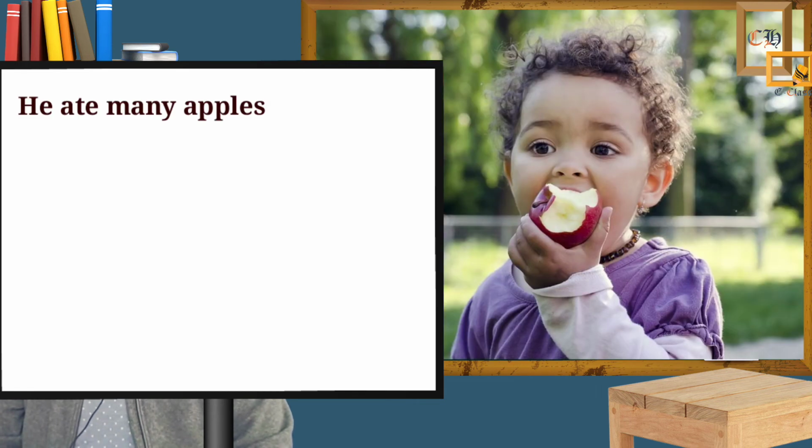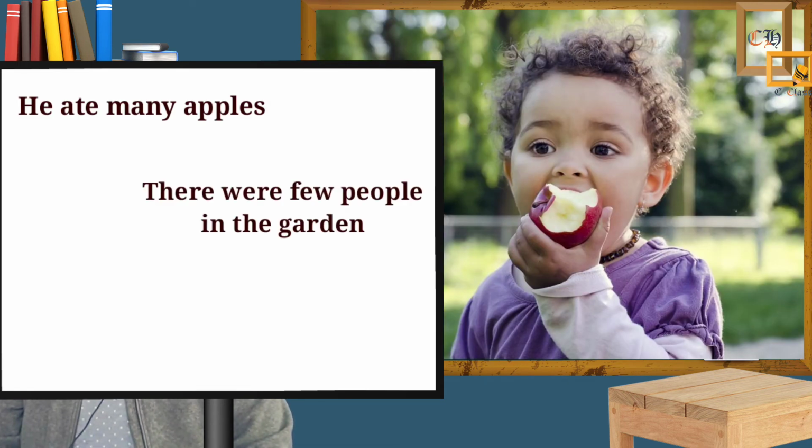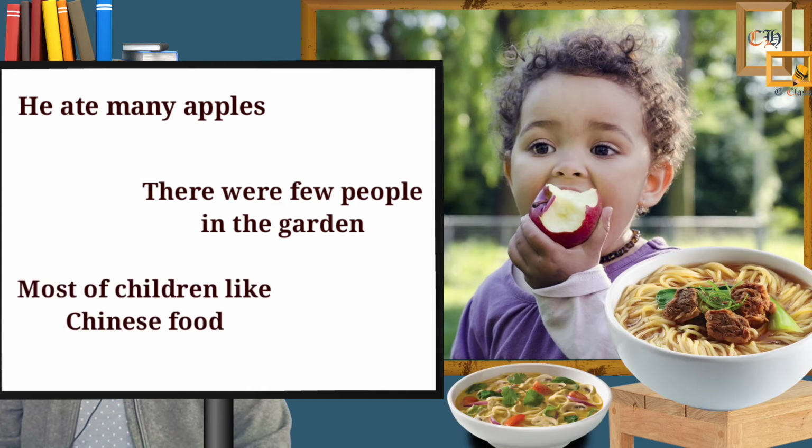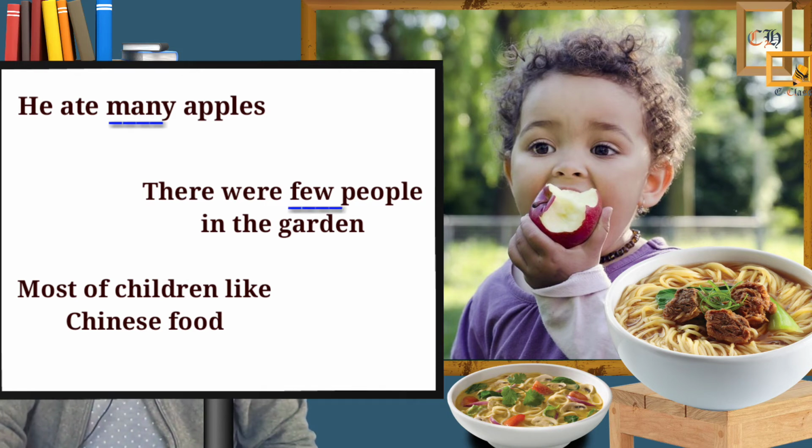He ate many apples. There were few people in the garden. Most children like Chinese food. For example, in sentence 1, the word many is telling us the number of apples he has eaten. But exactly we do not know how many apples he has eaten. In the second example, we know that there were more than one person in the garden, but we do not know exactly how many people were there.